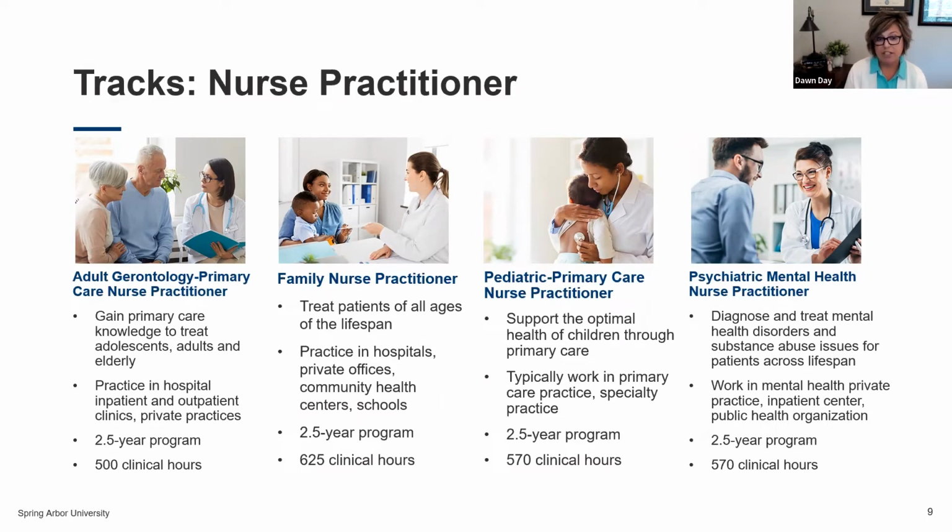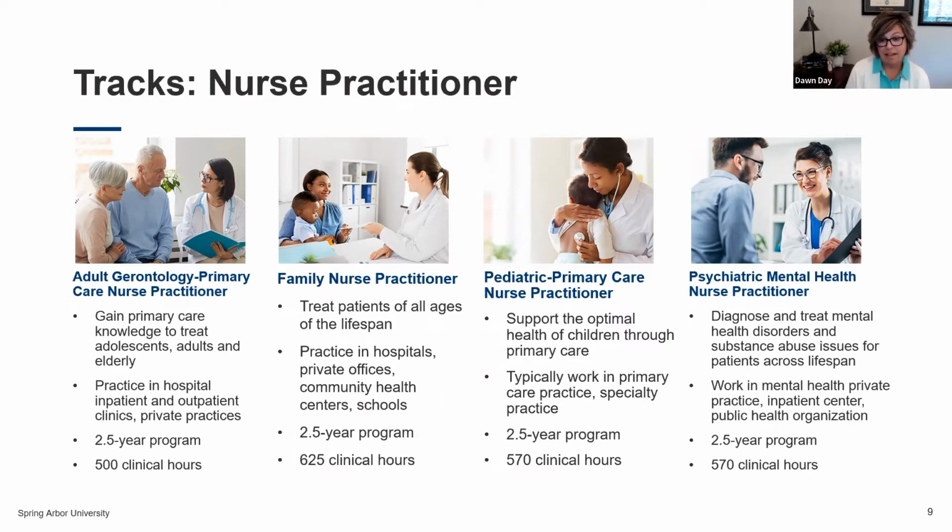Your family nurse practitioner completes 625 hours. That's because there are primary care hours, just like the adult gerontology track would complete, but then you have the addition of OB and PEDS hours that you would complete as well.